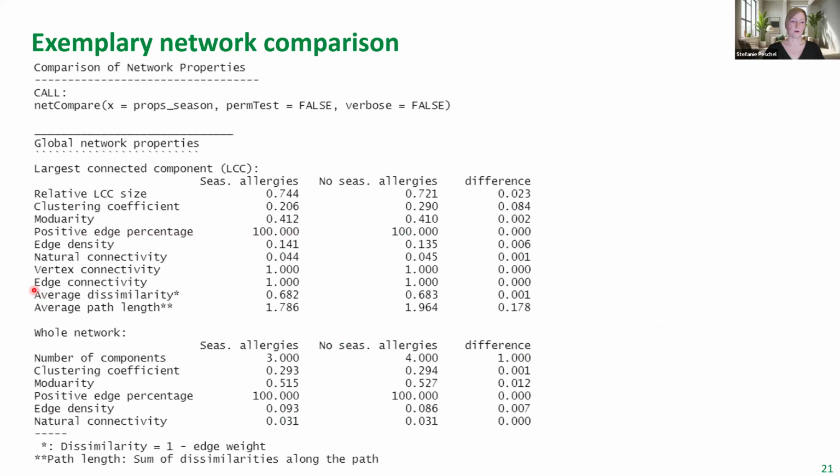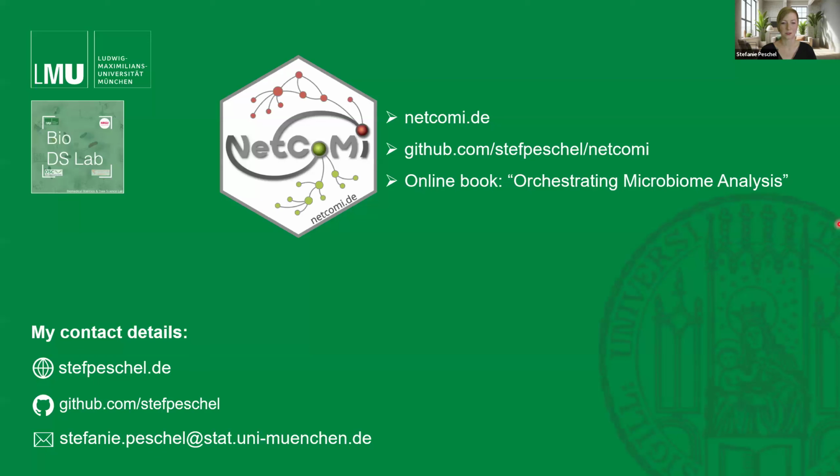And here's a part of the summary output of this network comparison. You can see that for all these network measures, you get the values for both groups and also the difference. And if you performed permutation tests, then you would also get a p-value. So testing is also included in this package.